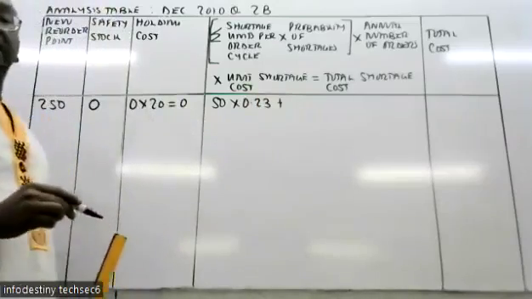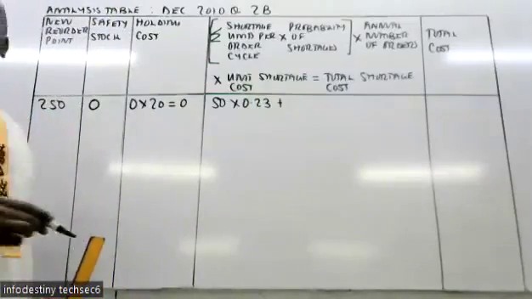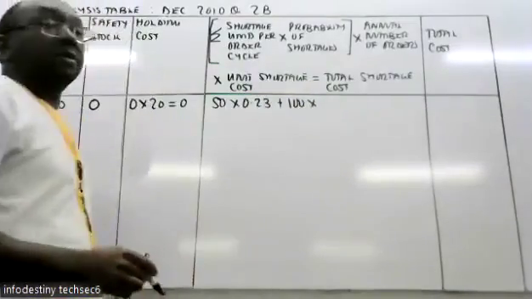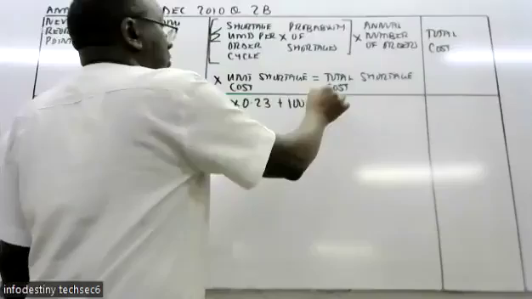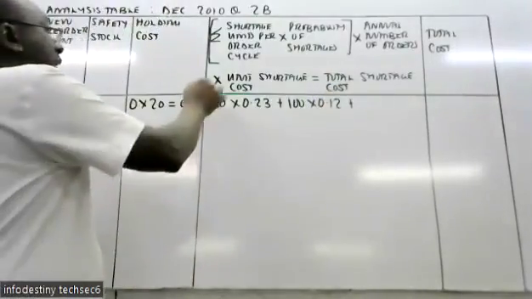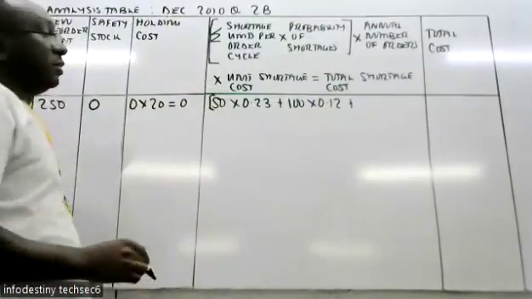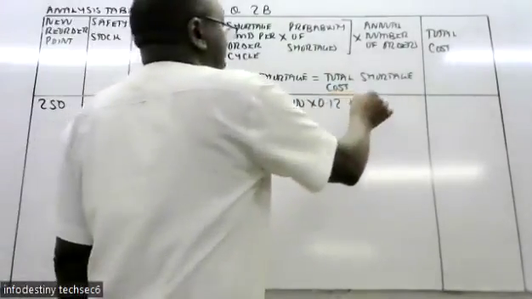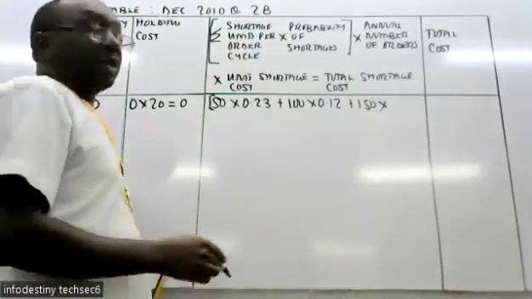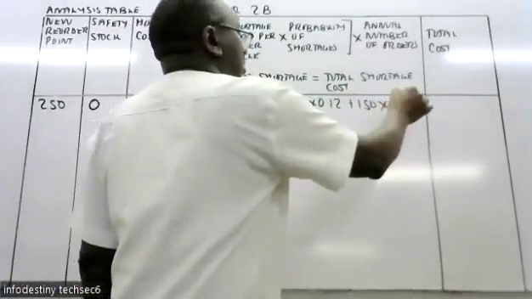Huyo mwingine ataleta shortage ya 100 with a probability of 0.12. Na huyo mwingine ataleta shortage ya 150 with a probability of 0.04.